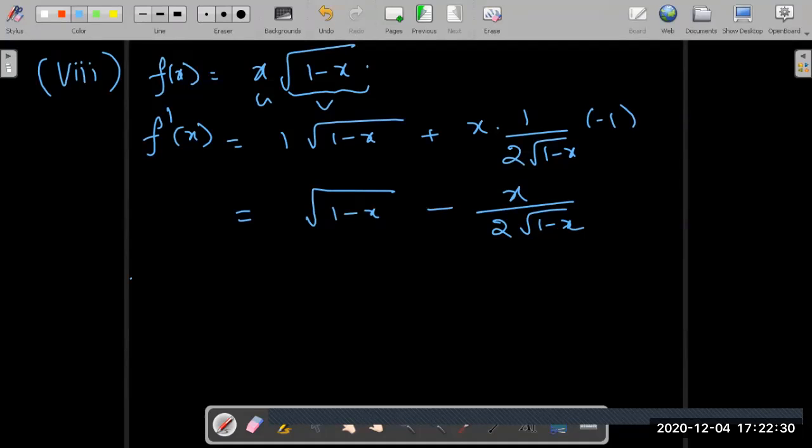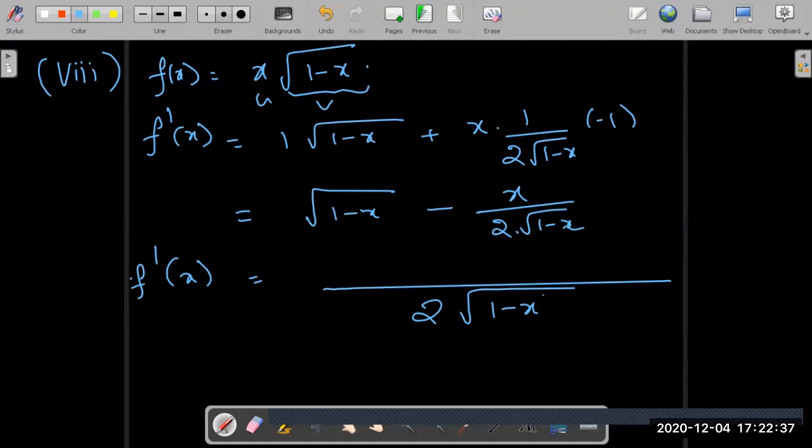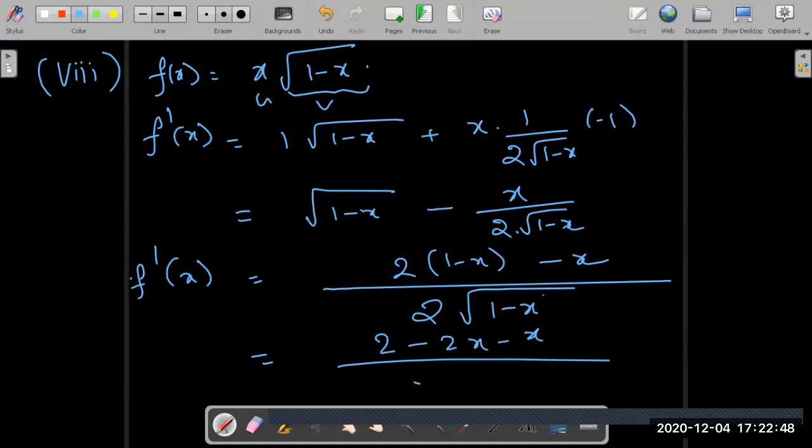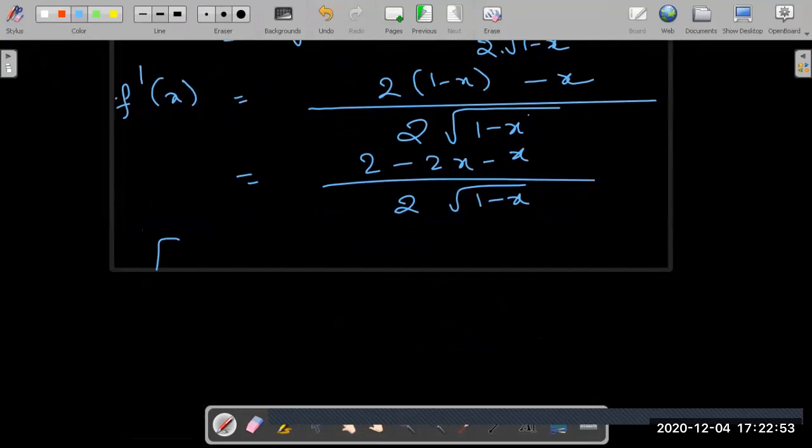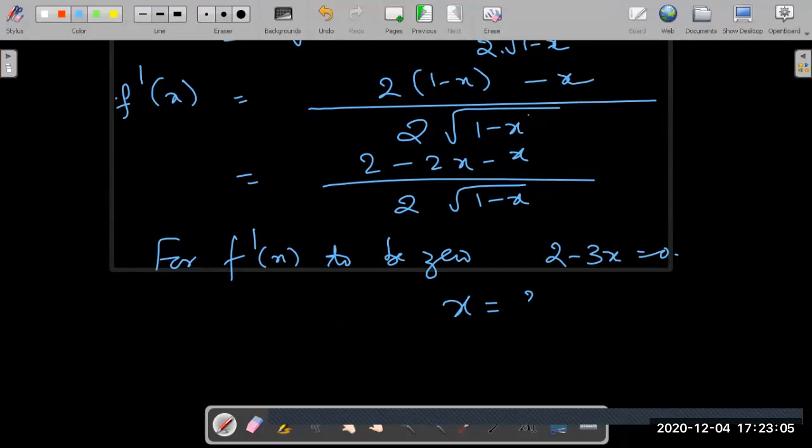So we have to first take the LCM and get one single fraction. Then we have 2 into square root of 1 minus x. This will have 2 into (1 minus x) minus x, which equals 2 minus 2x minus x, divided by 2 root 1 minus x. For f dash x to be 0, we have to equate the numerator to 0. That means 2 minus 3x equals 0, so x equals 2 by 3.